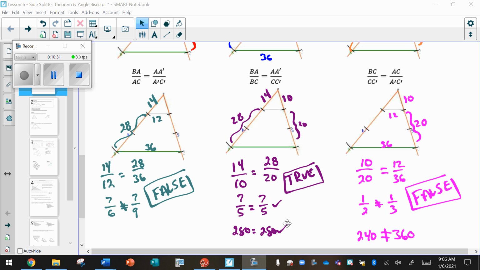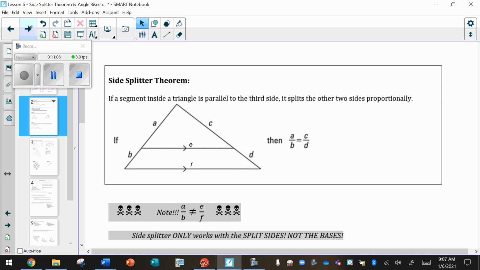The last one, we compared the 10 to the 20. That's the partial segment BC of the smaller triangle to the partial segment CC prime, 10 to 20. And then the full side of the triangle AC to the full side of the bigger triangle A prime C prime, 12 to 36. If you reduce the fraction, you get 1/2 does not equal 1/3. If you cross multiply, you get 240 does not equal 360. So that is false. So what we're seeing here is that we are allowed to compare the side lengths of the triangles, and they will be equal ratios.